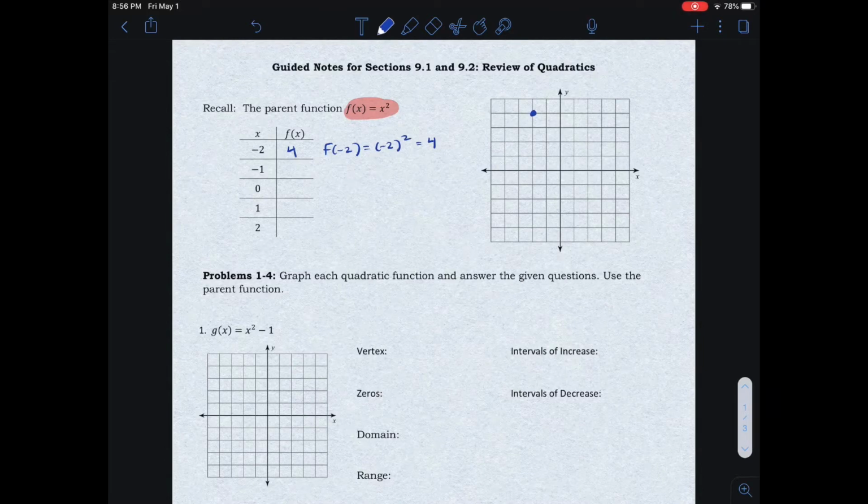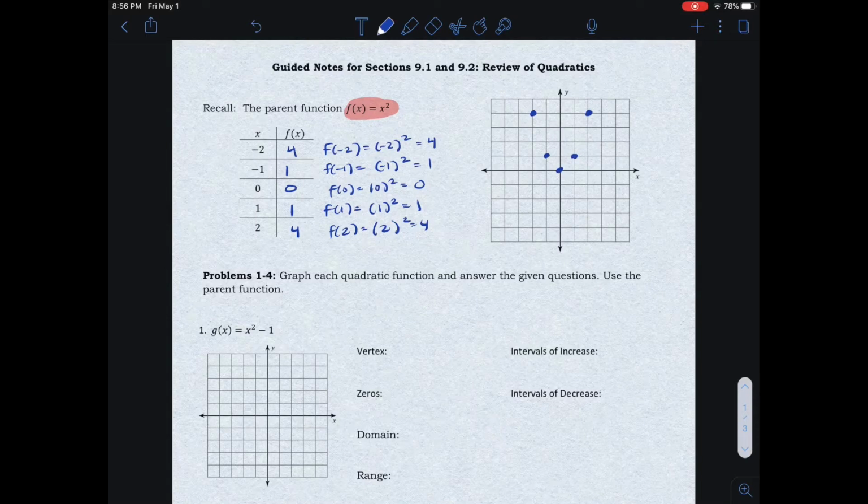And then I could repeat that. I could plug in -1. F of -1 means I just plug -1 in, so I'm going to replace x with -1. If I simplify, I get 1. That gives me the point -1, 1. If I plug in 0, this one's kind of nice because 0 squared is just 0 times 0, which is 0. That's the origin. I'm going to plug in 1 here. 1 squared is just 1, so I get the point 1, 1. And then lastly, when I plug in 2, I'll get 2 squared, which is 4. And that gives me my fifth point.